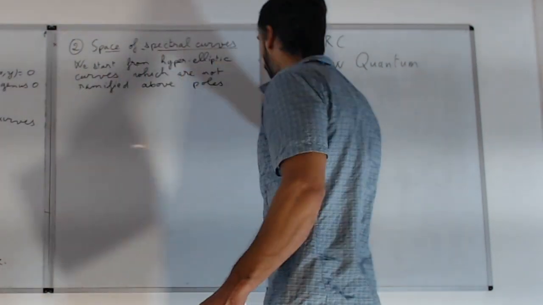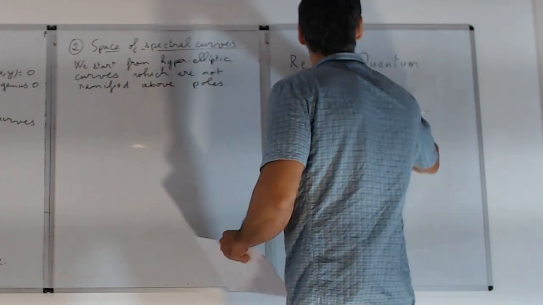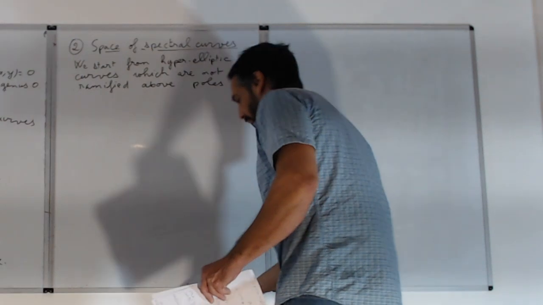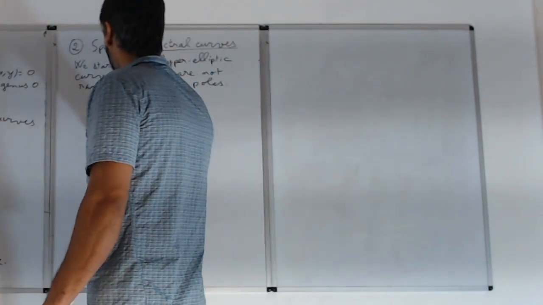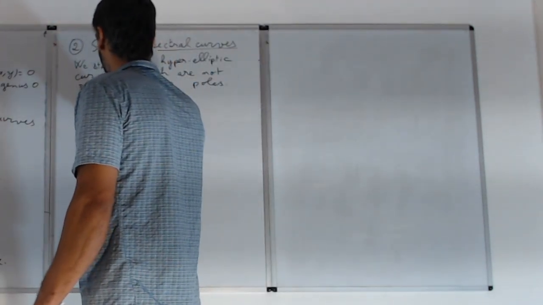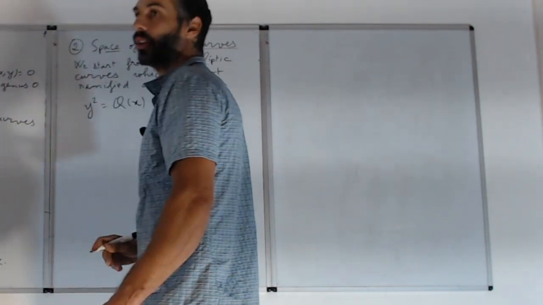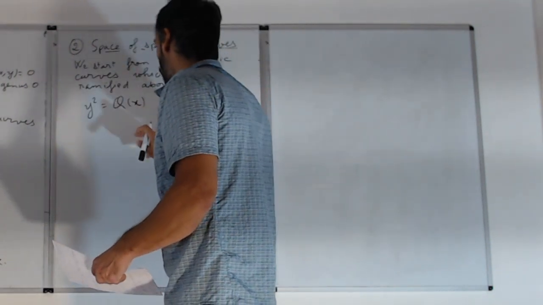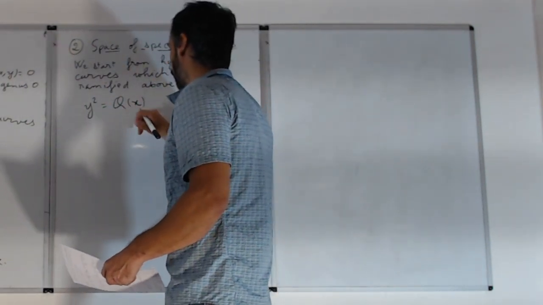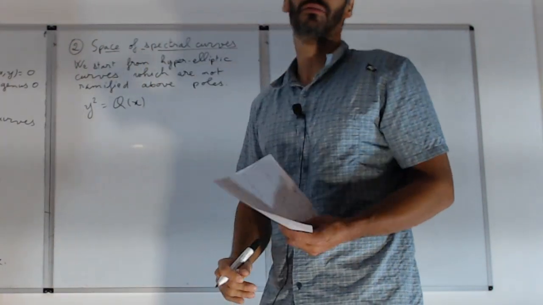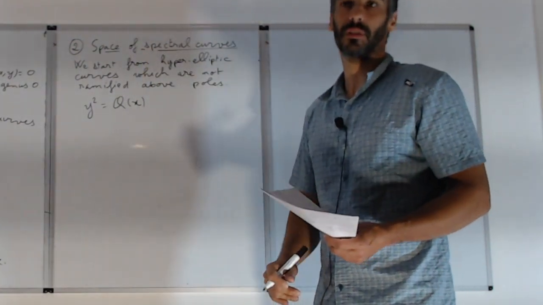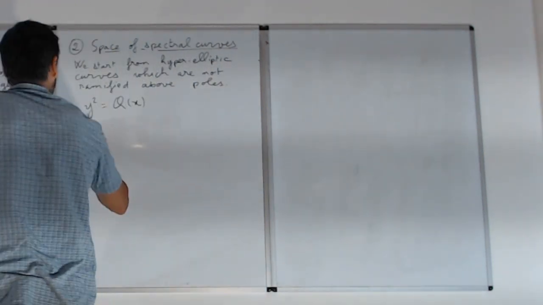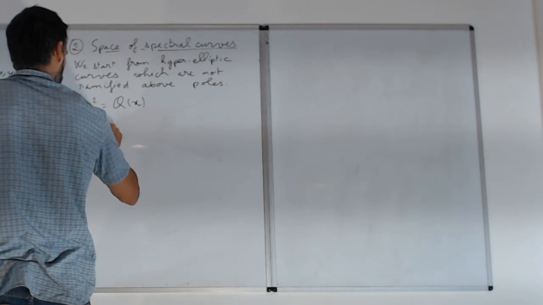Bertrand, can I erase that? Yeah. So, I will start from an equation of this type: y squared is equal to Q of x, where Q of x is a rational function. I will be a bit restricted for Q of x, and this is just in order to avoid complicated notation for the lecture, in such a way that Q of x takes this form.